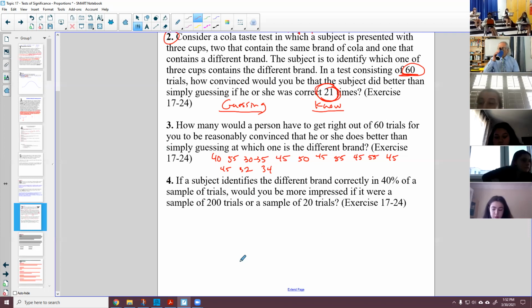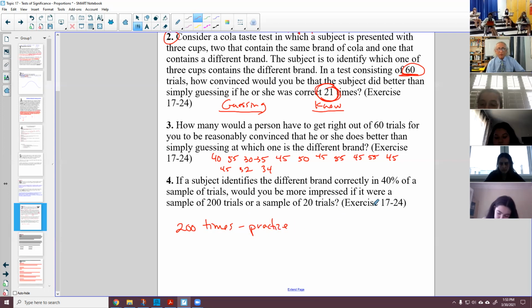I think I'd be more impressed if it was 20 trials they got 40% right instead of 200 trials, because if you're tasting something like 200 times, you think you'd know what it is, versus if you're taking it like 20 times, I feel like that's not as much. So I think that would be more impressive. Okay, because with 200 times you have more practice tasting.